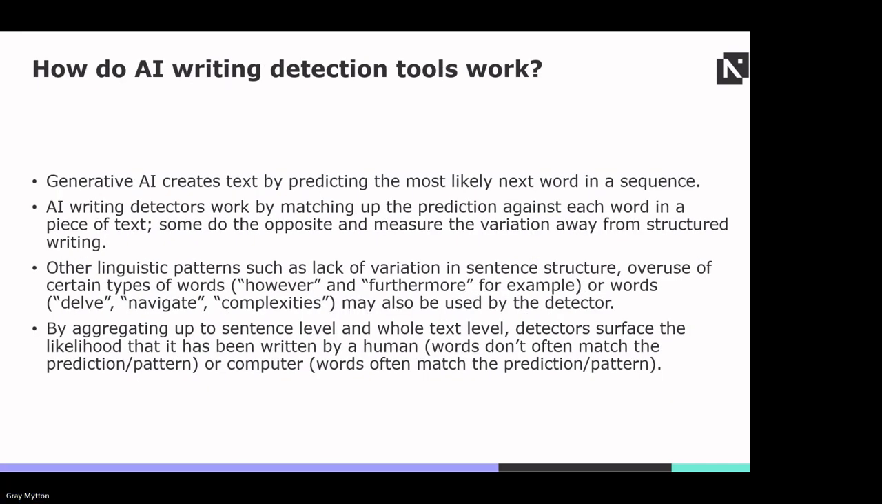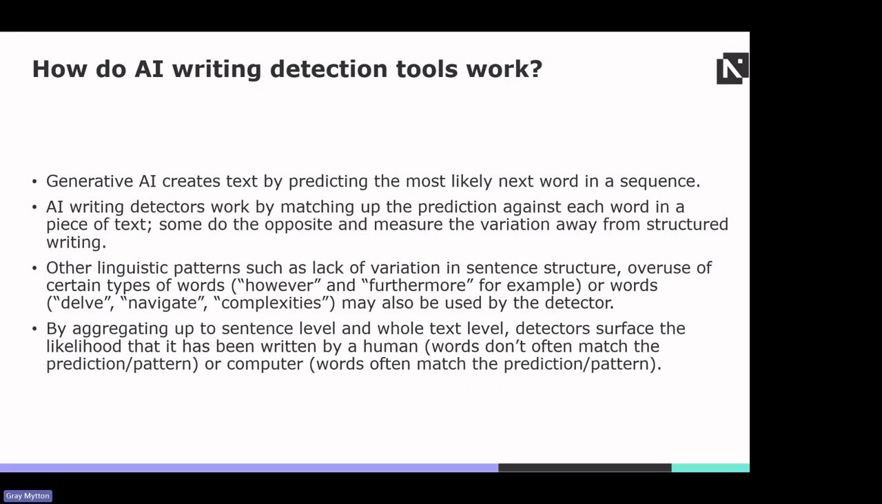Okay, so if we think about writing detectors, how do they work? If we just take a step back and think about generative AI in general, generative AI, like all AI, is a prediction. And the generative AI that produces text works by predicting what is the most likely next word in a sequence of words, and it puts together a sentence that way. And so what a writing detector can do is match up that likely prediction against what's actually happened and see whether there's a match between those two things.